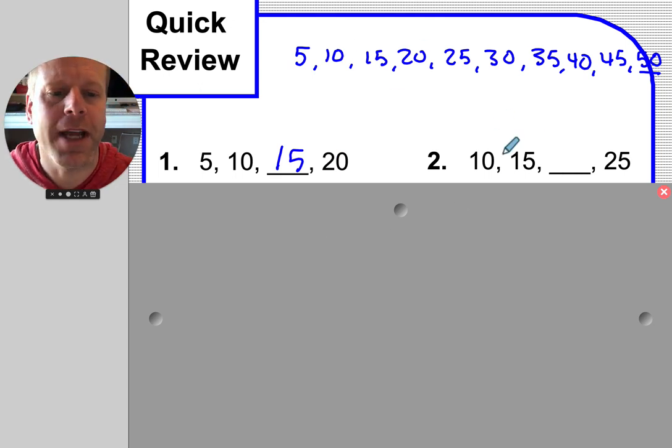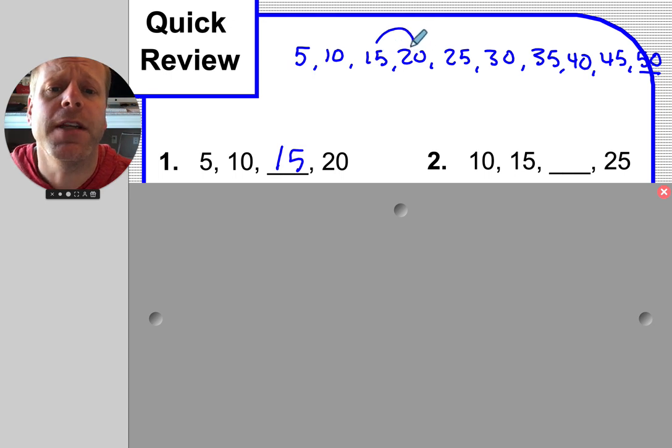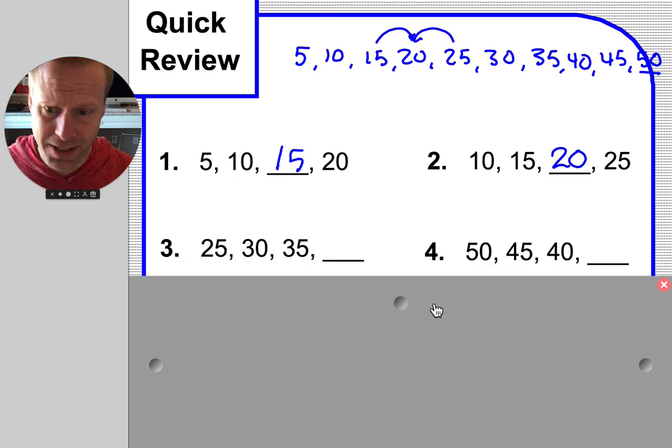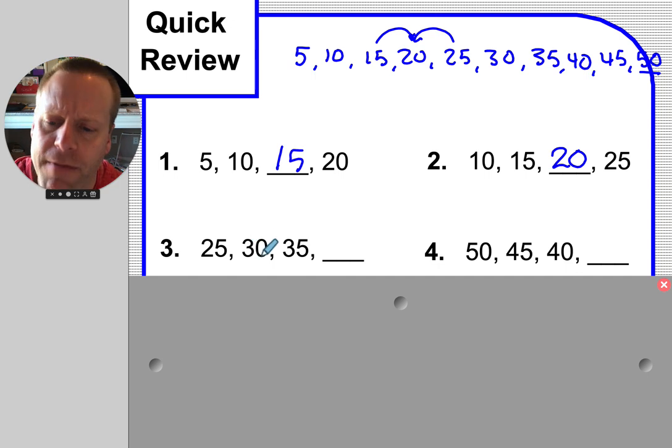So if you start on 10 here, let's follow this pattern around. 10, 15, 25. So something in between 15 and 25. Found it. So think about what you already know about skip counting by 5's and try to complete these two. 25, 30, 35.